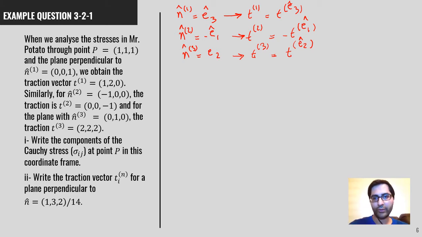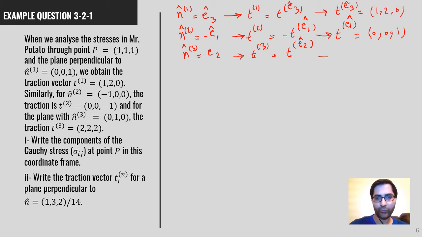So basically for T of E3 and T of E2 it's obvious, but for T of E1 it is minus T2, so equal to 0, 0, and 1. For T of E3 it is 1, 2, 0, and for T of E2 it is 2, 2, 2.